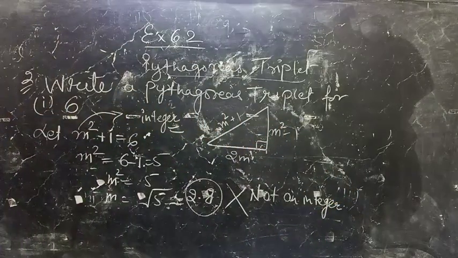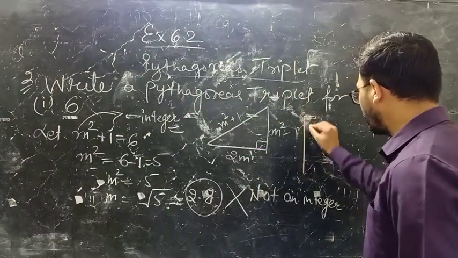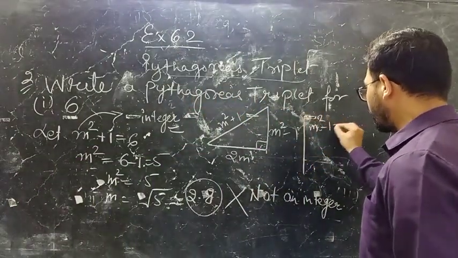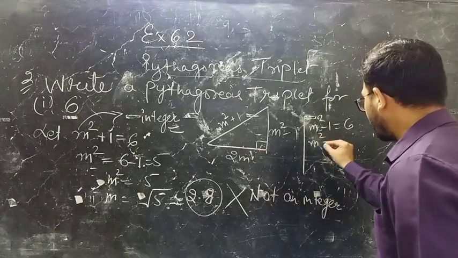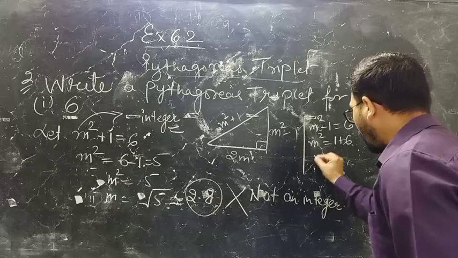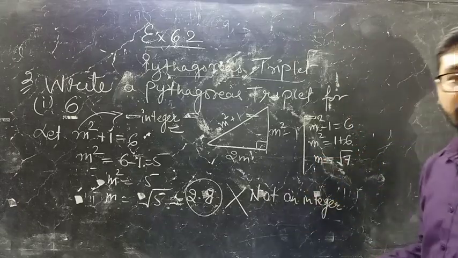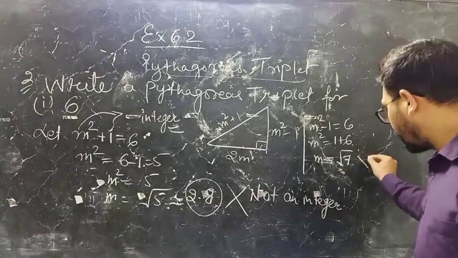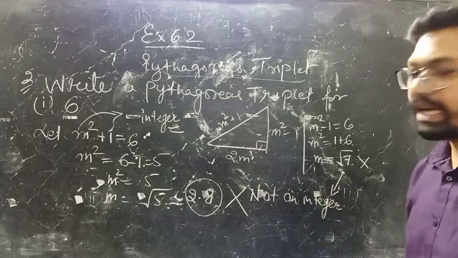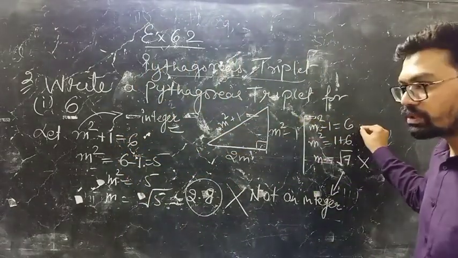Similar thing will happen with m square minus 1 is equals to 6. Now let's say I put m square minus 1 is equals to 6. In that case, what I get, m square is equals to 1 plus 6, or I can write m equals to root 7, right? Again, root 7 is not an integer. Again, the reason is same. That's why I have not put m square plus 1 equals to 6 or m square minus 1 equals to 6.